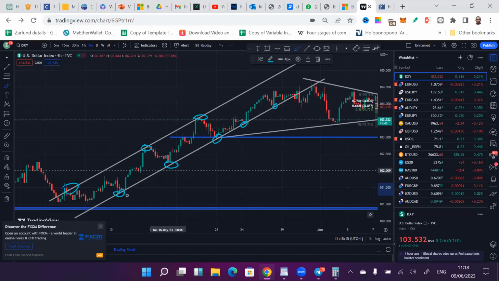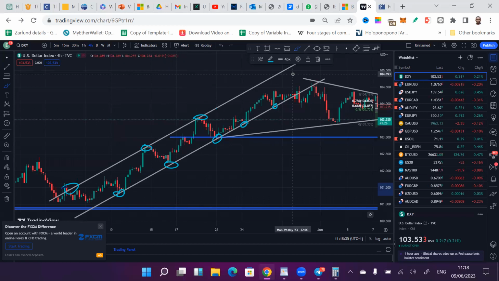Okay, so you can see all these areas now are called higher lows. You see a low here, you see a higher low. Why is it a higher low? Because this high is higher than this high, this high is higher than this high, and so on. It just kept continuing like that.